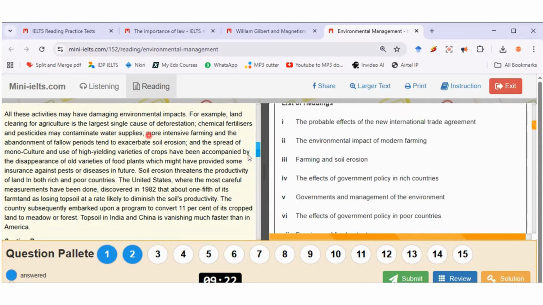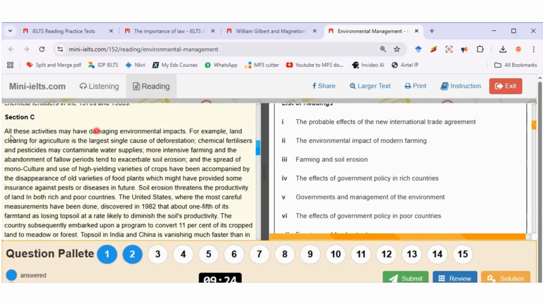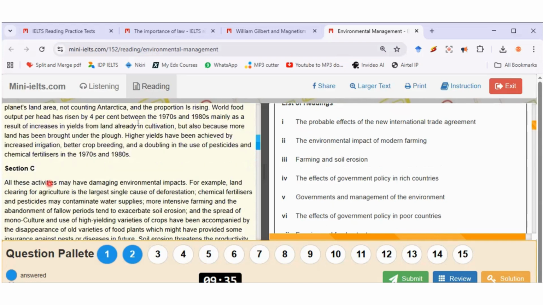So look at what I want to do now. Section C: "All these activities may have damaging environmental impact." What are they referring to as these activities? They talked about it in paragraph B. They are talking about farming activities, anything that has to do with farming activities.